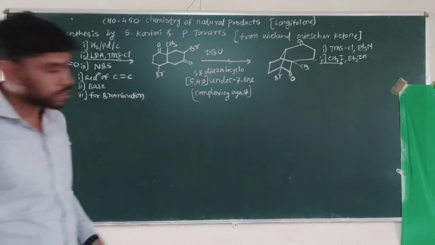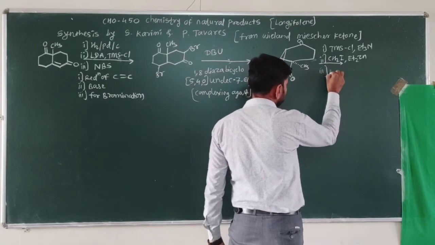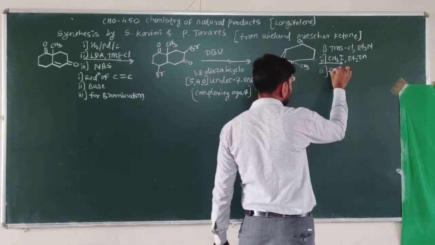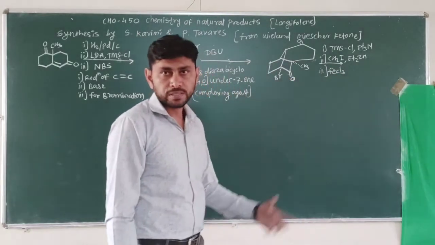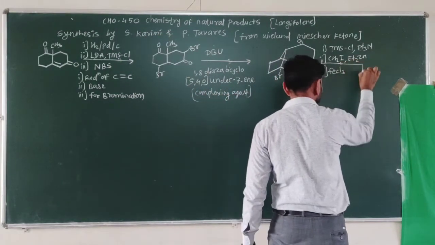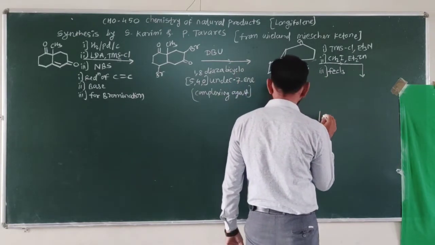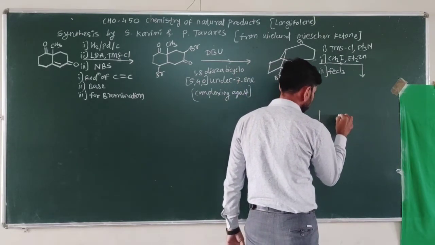Now this cyclopropane ring is broken by using the reagent FeCl3. It is also a complexing agent. So that complexing agent breaks the three-member ring. So what is the structural product obtained? We obtained the structural product here, C.